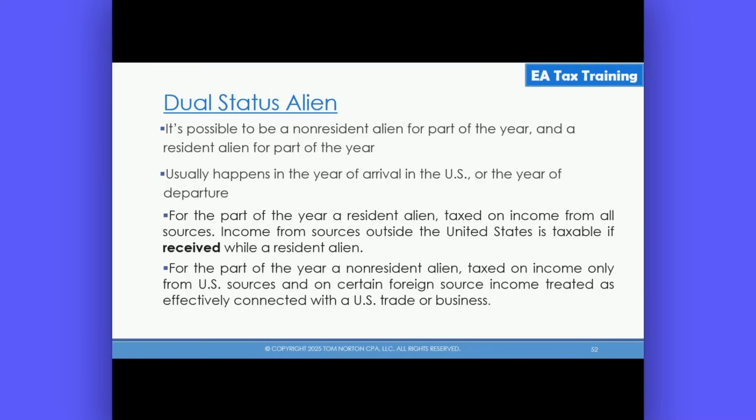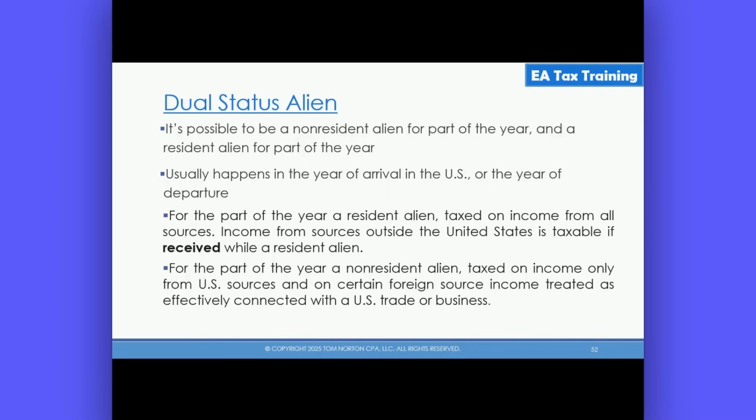And what counts is when that income was received. So if they have income from sources outside the United States, if they received that while they were a resident alien, then it is taxable. If they received it while they were a non-resident alien, then that income would not be taxable to them because it comes from outside of the United States. For the part of the year that they are a non-resident alien, then they are taxed only on their income from U.S. sources.